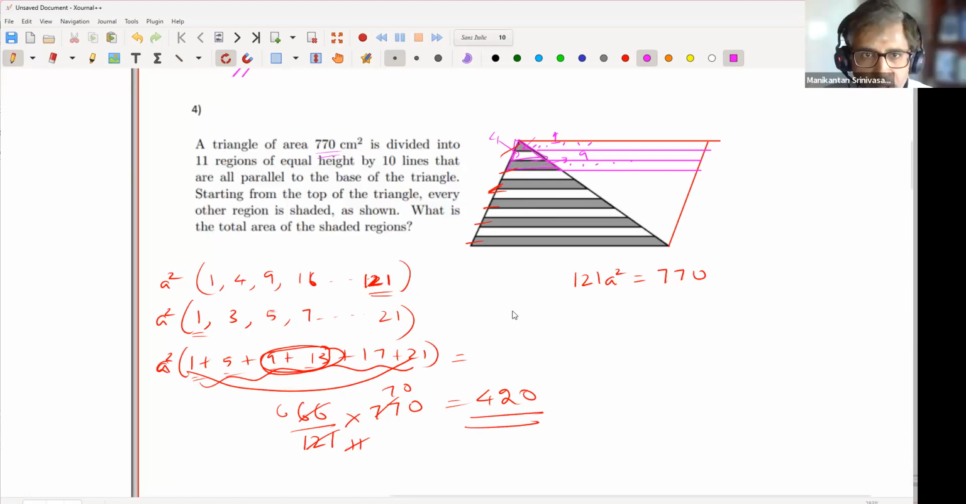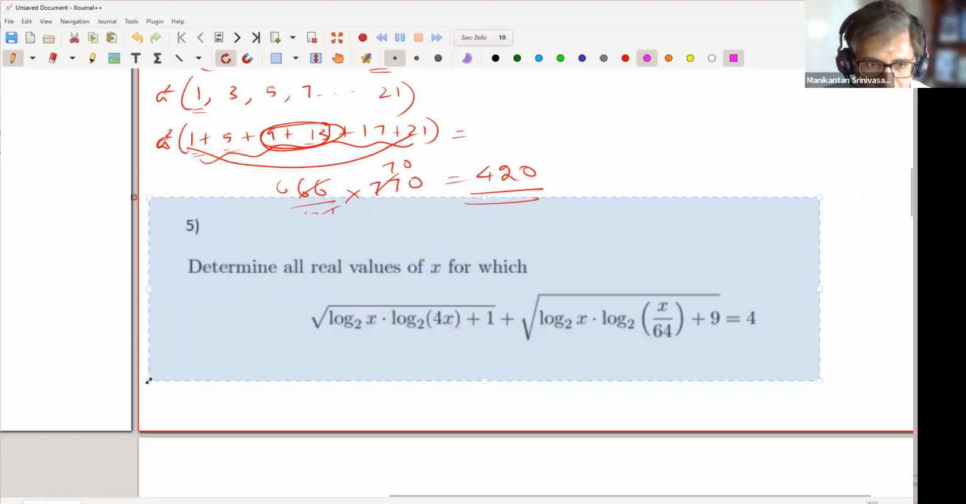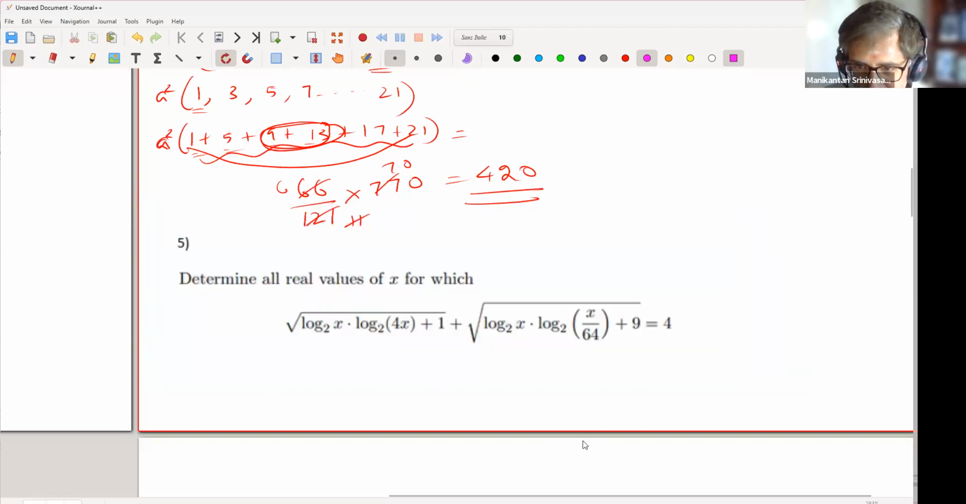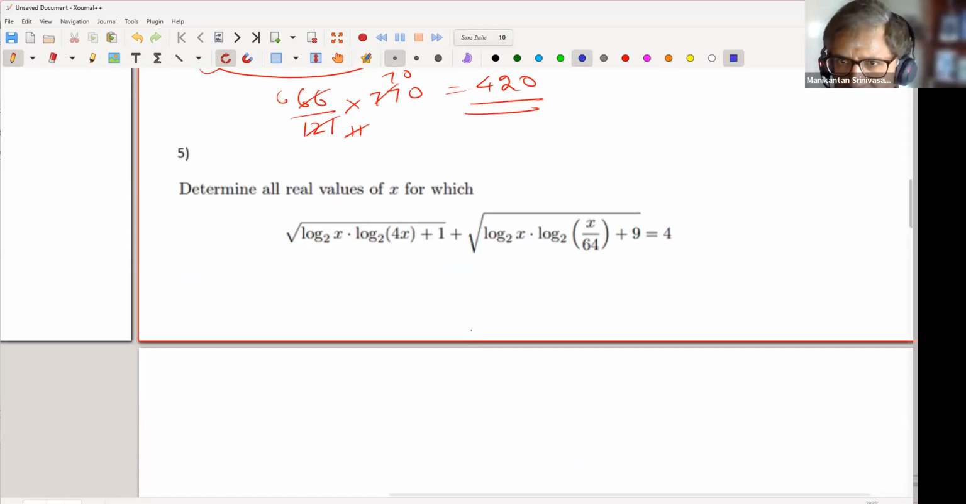Okay, that was question 4. Question 5, logarithm. Determine the values for x for which. Yeah, this is an interesting one, right? I made a silly mistake while solving this, and it's good, because it's very illustrative of one of the main concepts that we have seen.